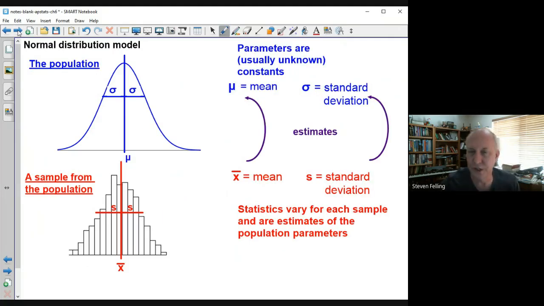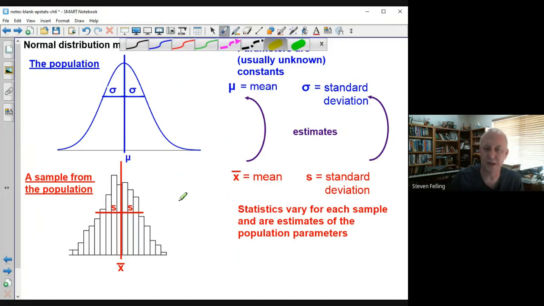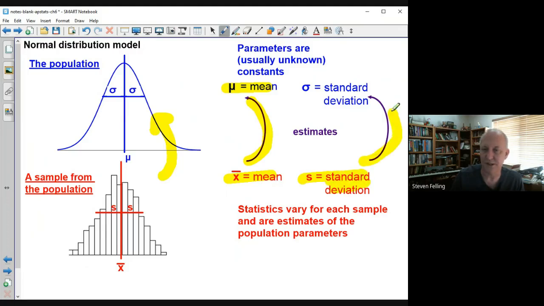Okay, so just to talk a little bit further about this, since we're taking a sample and it's representing the population, it means that this sample mean is an estimate for the population mean that it came from. And this sample standard deviation is an estimate of the standard deviation of the population.